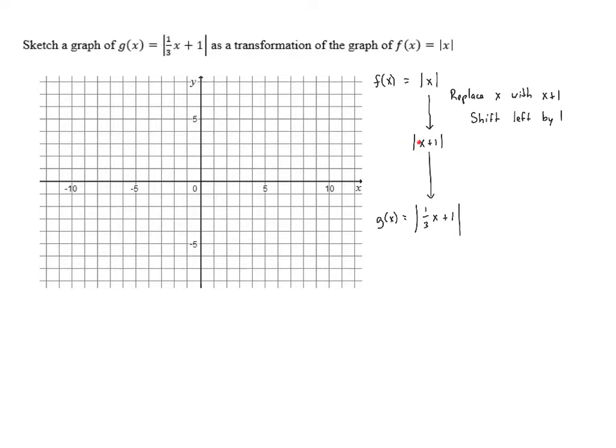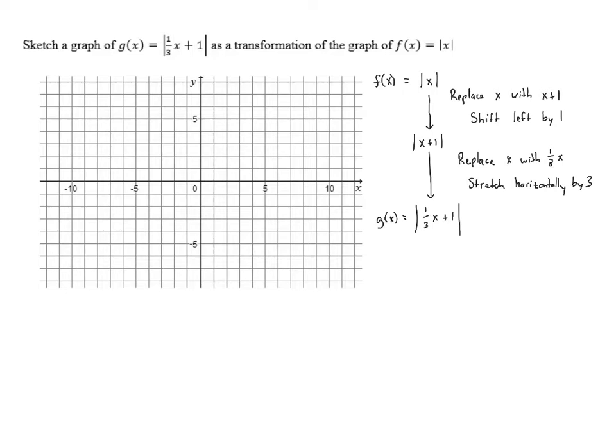And then once we have it like this, we can replace x with 1/3 of x. And that ends up giving us a horizontal stretch by 3. So we stretch horizontally by 3. And this will end up giving us our final graph.